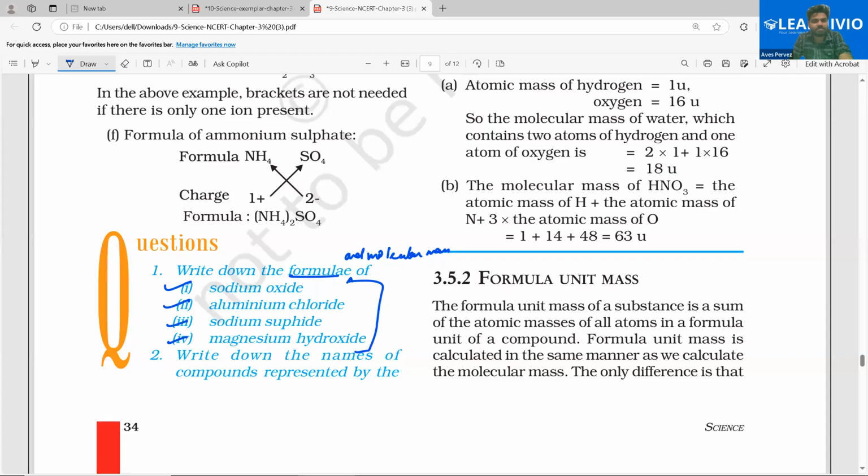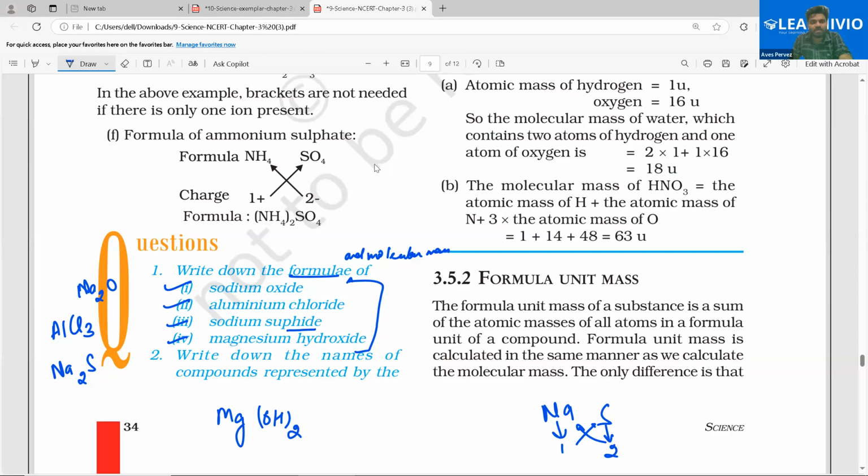Okay, let's everyone check. The formula of sodium oxide is Na2O. Aluminium chloride is AlCl3. Sodium sulfide is Na2S. This is sulfide, a single atom sulfide, not sulfate, and also not sulfite. Na has valency 1 and sulfide has 2. You cross multiply, you will get Na2S. Then magnesium hydroxide is Mg(OH)2. Magnesium has 2, hydroxide has 1. You cross multiply, you will get Mg(OH)2.